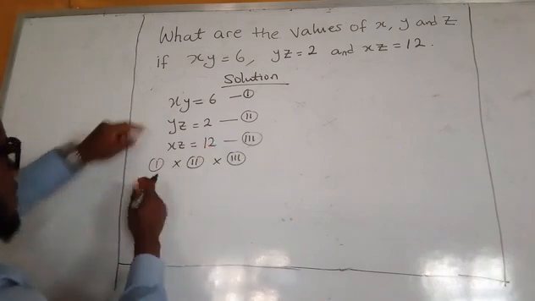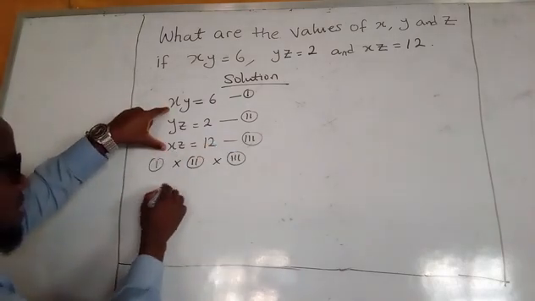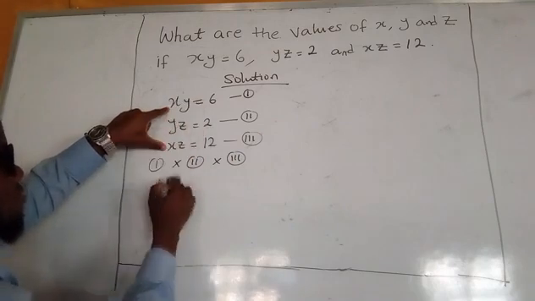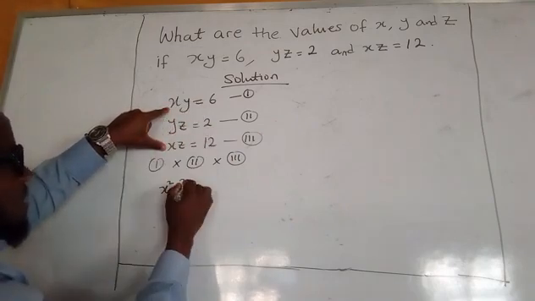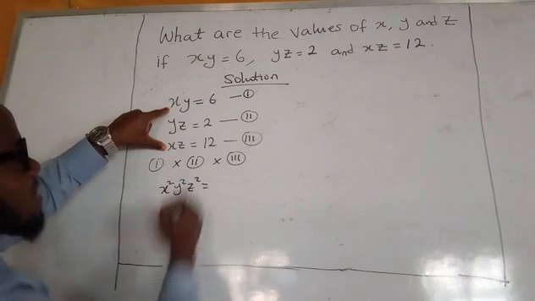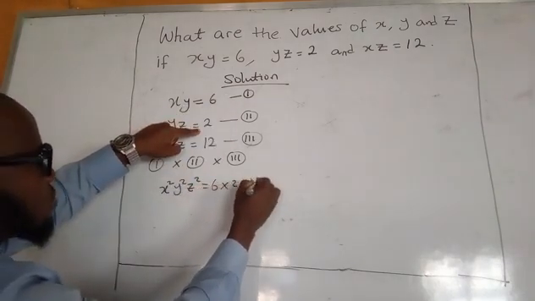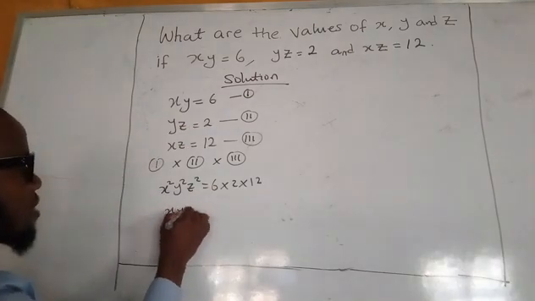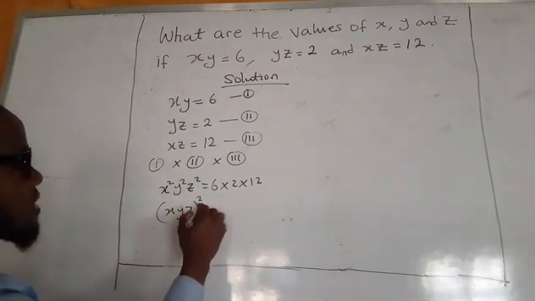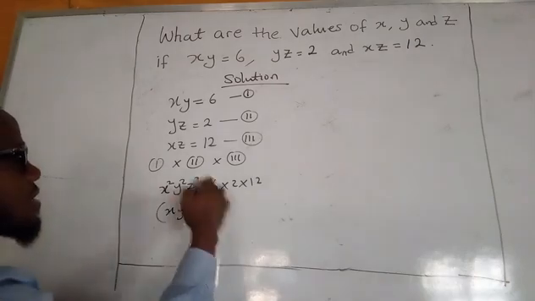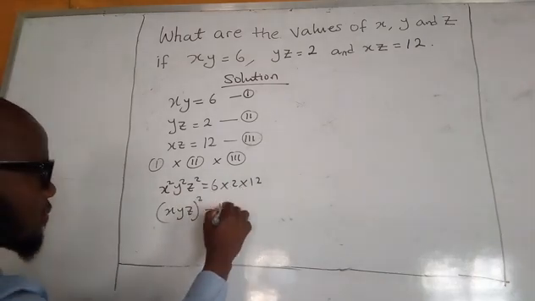So what I'm going to get is x times x, that's x squared, y times y, y squared, z times z, that is z squared. And this is exactly going to give me 6 times 2 times 12. So I'm going to have xyz all squared. 6 times 2 is 12, 12 times 12 is 144.